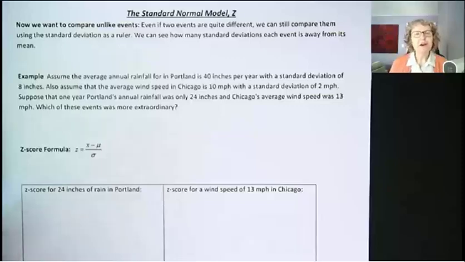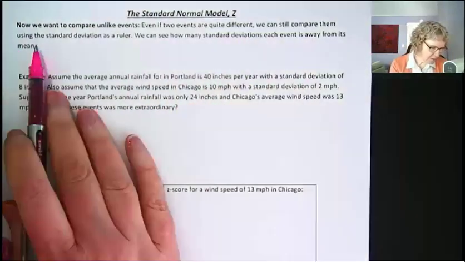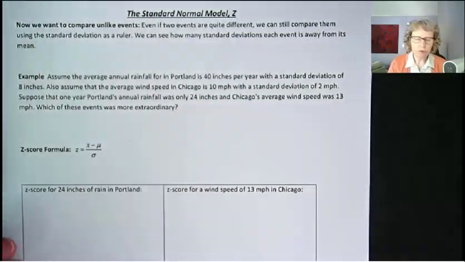Hi there. In this video, we're going to talk about the standard normal model, which is labeled Z, and we're going to talk about Z-scores and learn what they are and how to calculate them. Okay, so first of all, the standard normal model. We use this when we want to compare unlike events. So even if two events are quite different, we can still compare them using the standard deviation as a ruler.